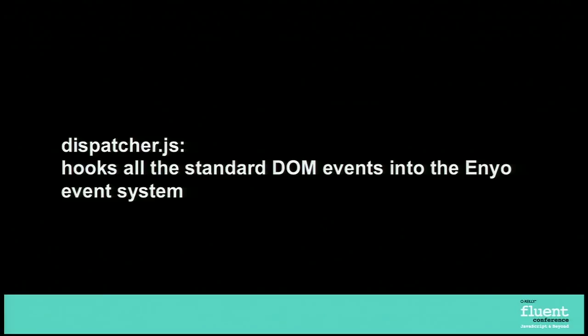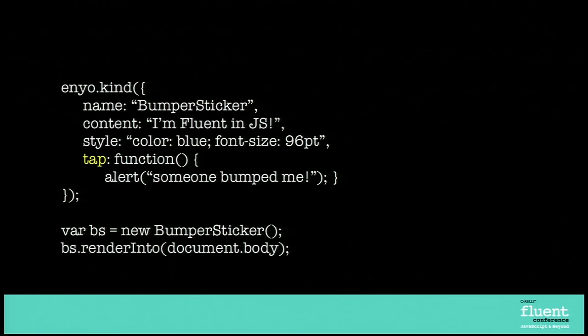We have dispatcher, which is how we hook all of the standard DOM events. Enyo has its own kind of parallel event system to what you normally have. So, tapping on something would generate an on-click event normally, and it would first bubble down, then bubble back up. We intercept that in order to be able to deal with the cross-platform differences. One of the ways we do that is by providing a default tap event.